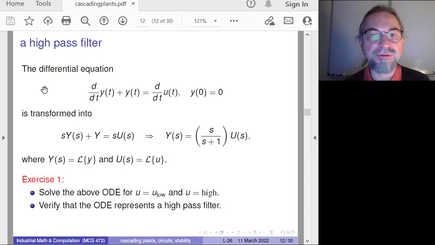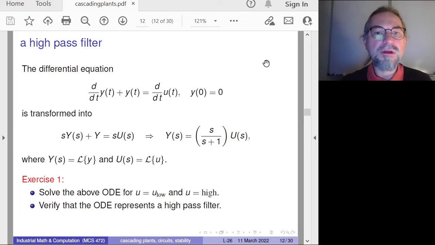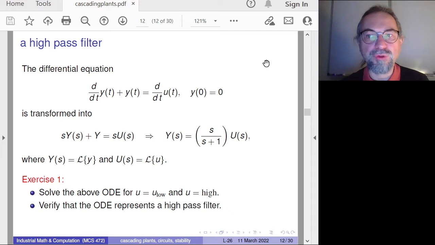As an exercise, you will consider the high pass filter, where you have the same left side of the ordinary differential equation, the same as here on this slide, but as the right side you pass the derivative of the signal. Then the differential equation represents a high pass filter. To verify this, you will solve the ordinary differential equation for two input functions: once with the low frequency signal, and once with the high frequency signal. And you verify indeed that the low frequency signal will disappear for this filter, whereas the high frequency signal will remain. So we have the mirror situation.